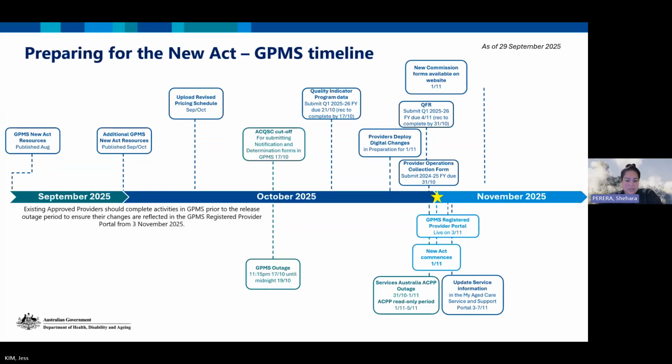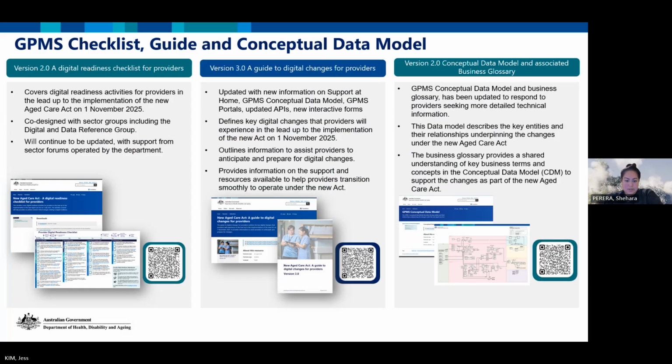If we can share the next slide. So this is the GPMS checklist guide and conceptual data model. These are not new. We've shared these with sector partners in Tech Talk and other forums previously. We've updated these guides and now they're available online. What's changed is that we've covered the digital readiness activity in the checklist.